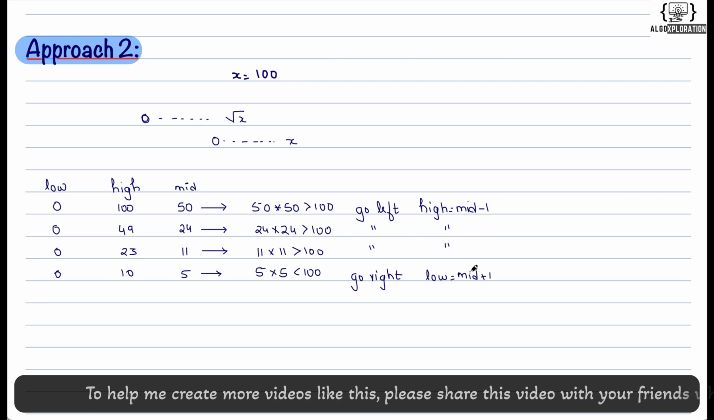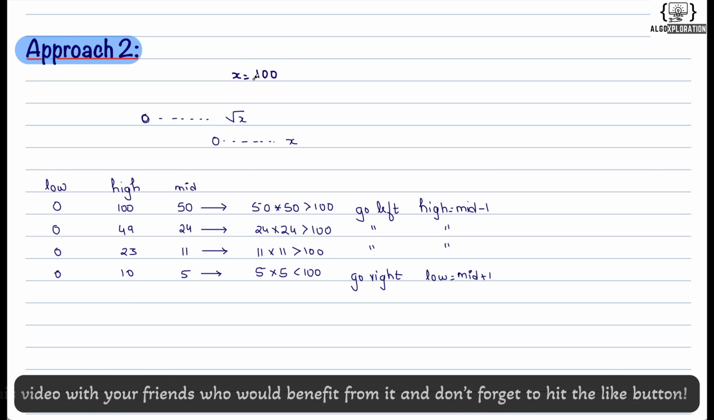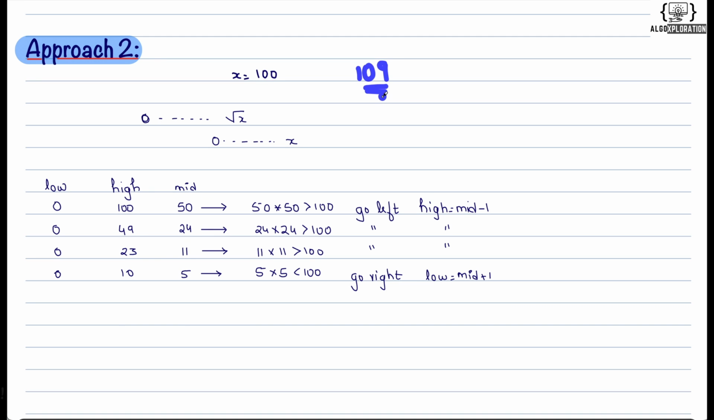Now here is the catch. See, since 100 is turning out to be a perfect square, what if the value of x is 109? At that time we need to find the floor value of the square root, right? So when I get to know that the square of mid is lesser than x, I will be storing that answer, because it might happen that this might be the potential answer when x is not a perfect square. So initially it was 0, then it is 5.